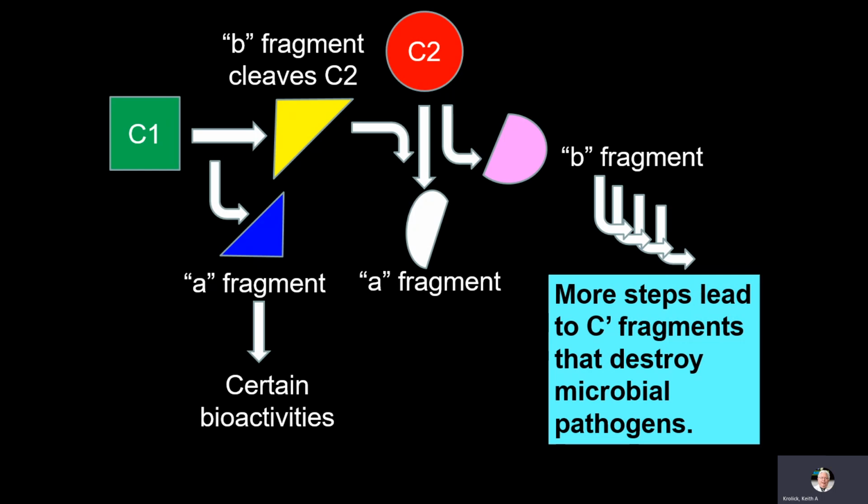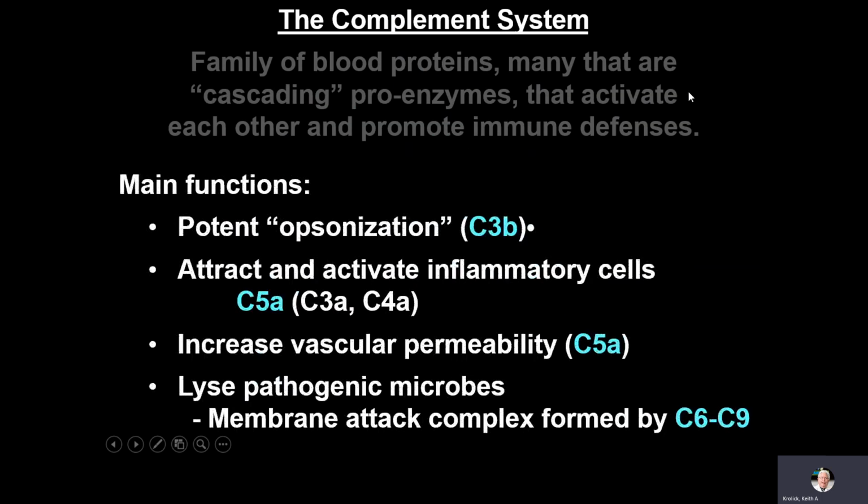Remember that this is just the essence of it. There is so much detail, and it really is very interesting, but it is so detailed it makes a lot of people just a little crazy. At least it makes me crazy. So the complement system, as I said, is cascading proenzymes that activate each other and promote immune defenses. There are probably 50 fragments that are generated altogether when all is said and done. I don't want you memorizing 50 fragments, but I do want you to remember a couple of fragments for me.